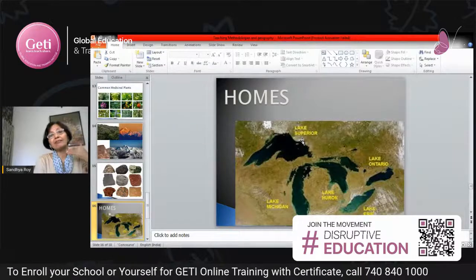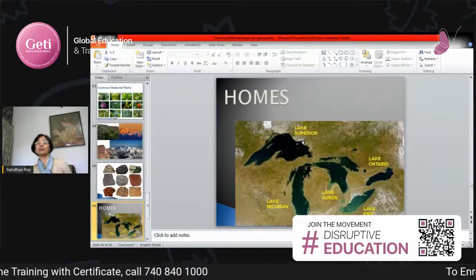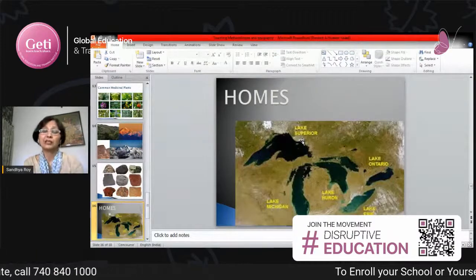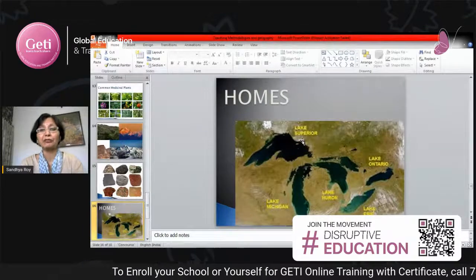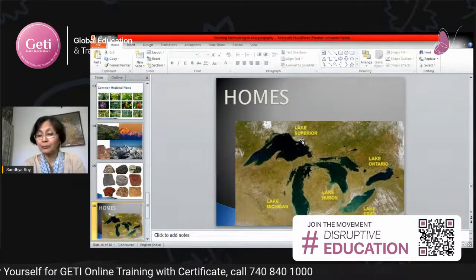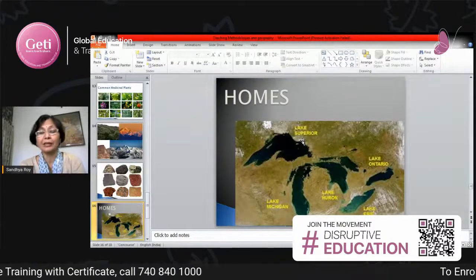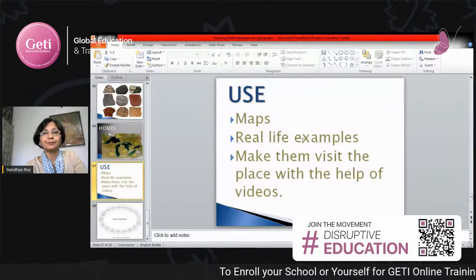So there are different methods which we can apply. Most of the time the students face problems in learning the names. Geography is the subject where we have to learn a list of names, so we need to understand how we can make things easy for them. And this is how the students also enjoy doing their work.